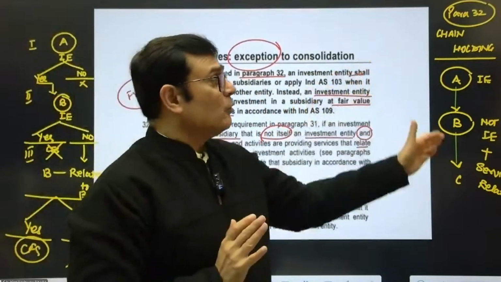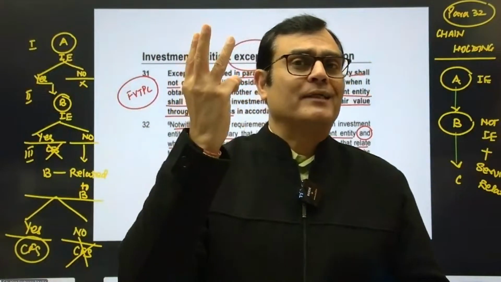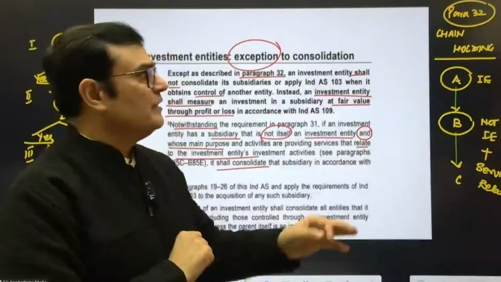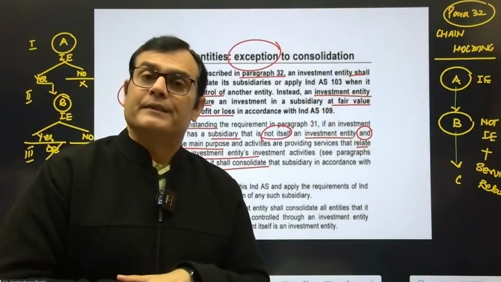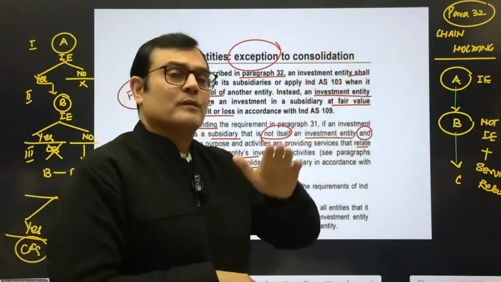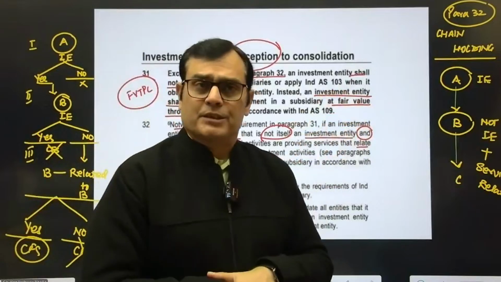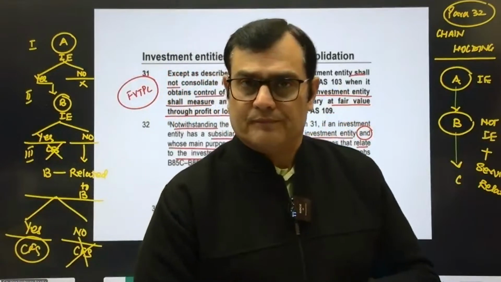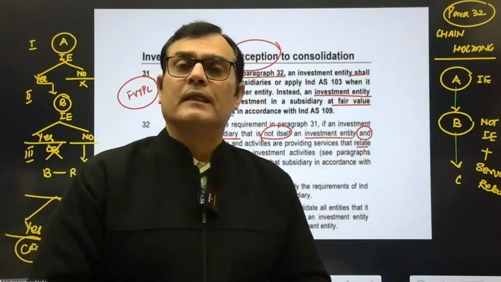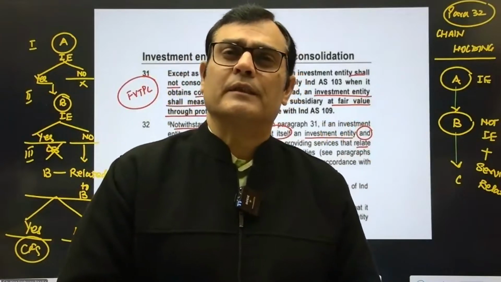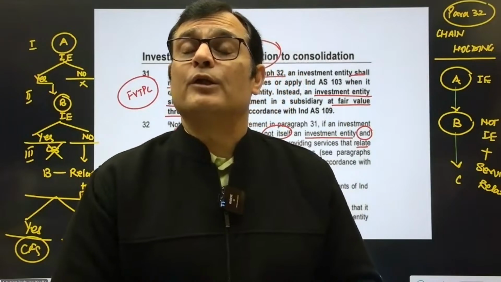So when you're looking at a chain holding in terms of para 4B, in this particular case, you need to apply a 3-step model. In the 3-step model, you'll say, is A an investment entity? No, A will consolidate. Yes, let's go to step 2. Is B an investment entity? Yes, A will not consolidate. If B is not an investment entity, go to step number 3. Is B doing work which is similar to A? If yes, ask A to consolidate B. If no, A will not consolidate.